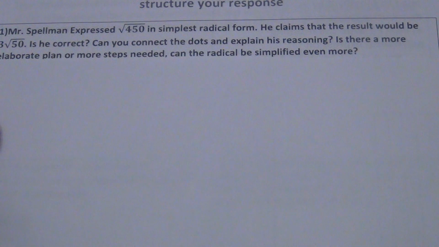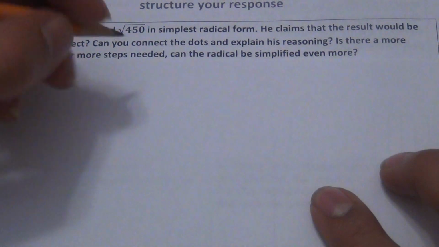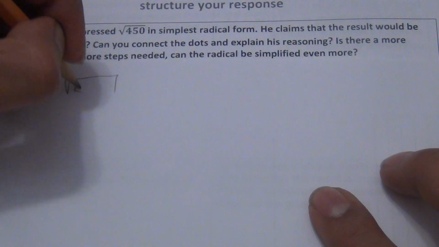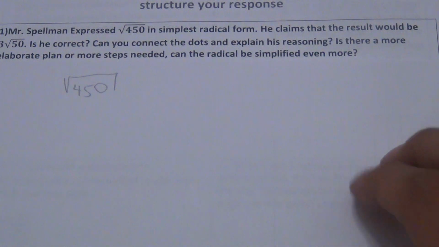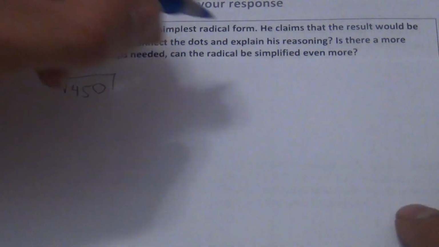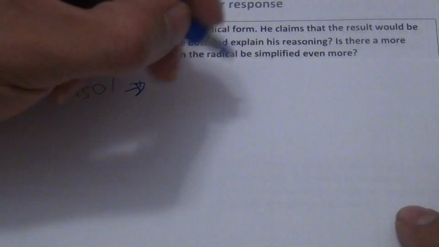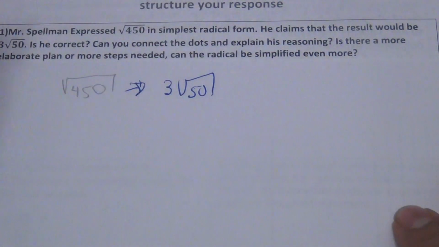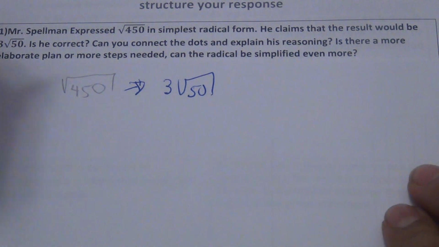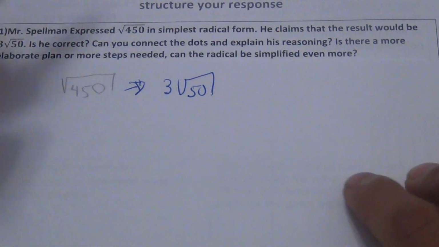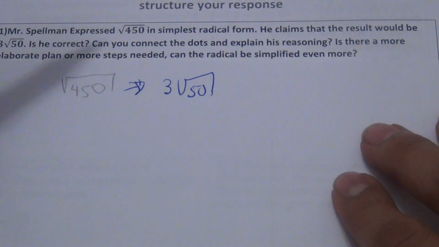So let's see now. This is what he was given, right? And this is what he claims. See, he claims that this is the same thing as 3 radical 50. So your job is to prove that he's correct, disprove that he is correct, explain maybe he's halfway done. Well, we don't know. We're gonna find out right now. So let's see, 450. How did he get 3 radical 50?